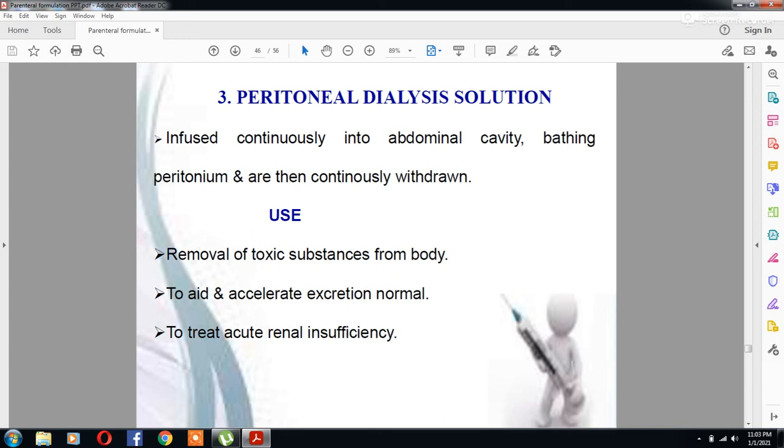Peritoneal dialysis solution is infused continuously into the abdominal cavity, bathing the peritoneum, and is then continuously withdrawn. The uses are removal of toxic substances from the body, to aid and accelerate excretion, and to treat acute renal insufficiency.